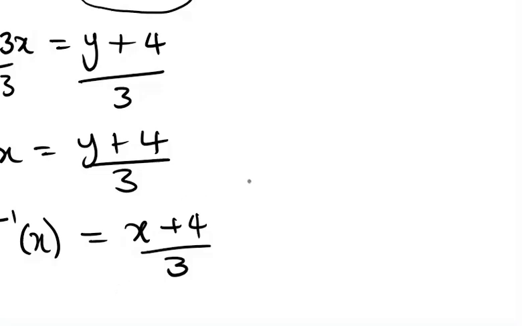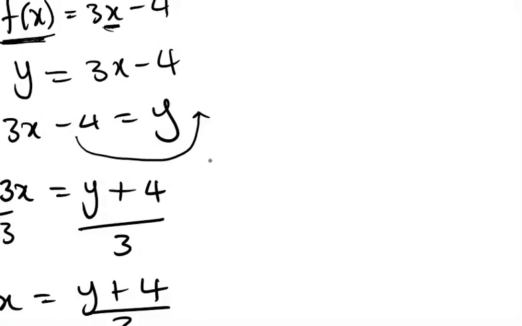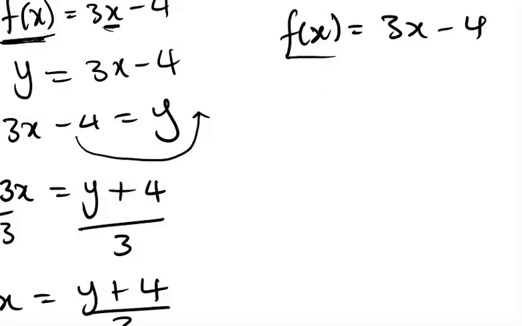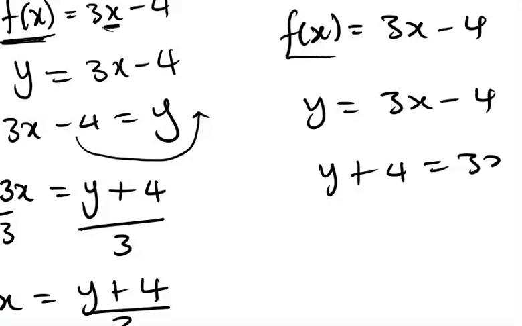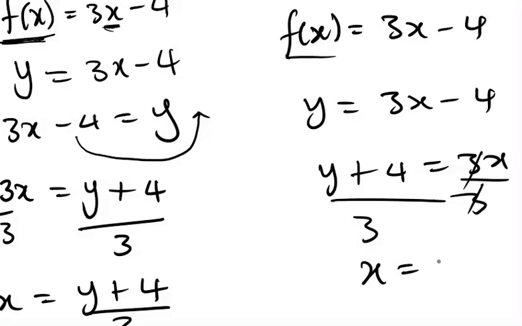So I hope you guys have understood this question. First of all, you substitute f of x with y. So let me quickly go through. F of x was 3x minus 4. So you remove this and write y. So y equals 3x minus 4. Then make x subject of the formula. You take the 4 this side, so it will be y plus 4 equal to 3x. Then you want x to be alone, so you divide by 3, divide by 3. So this will cancel. x equals y plus 4 over 3.